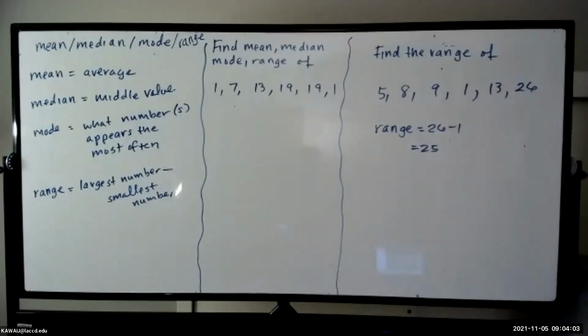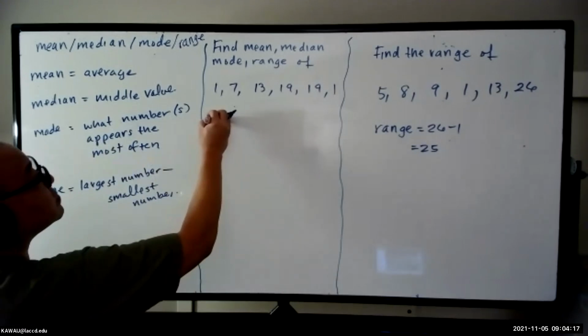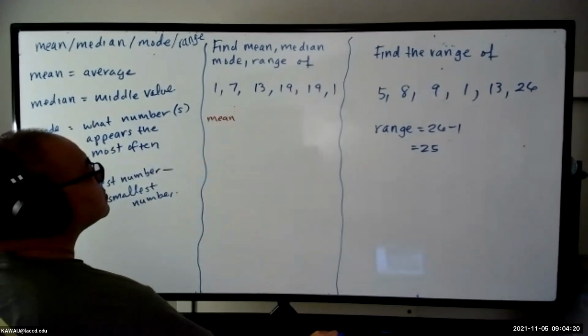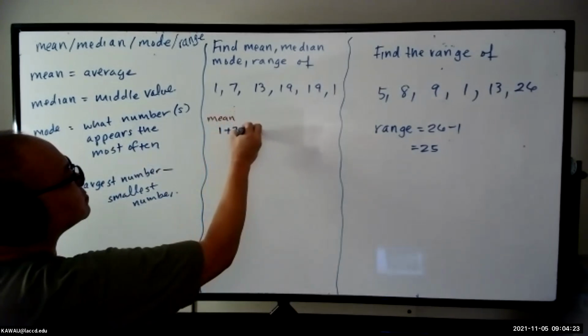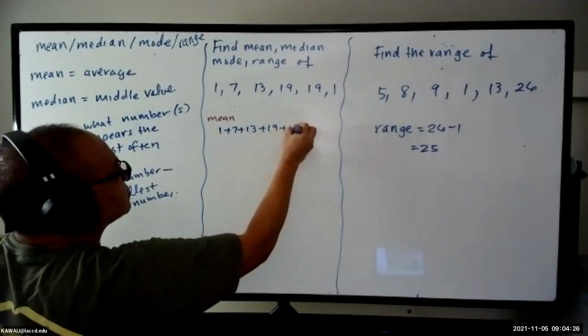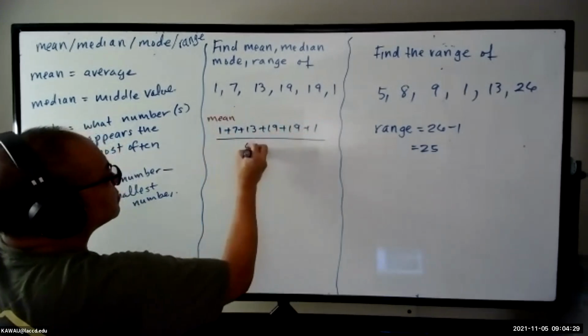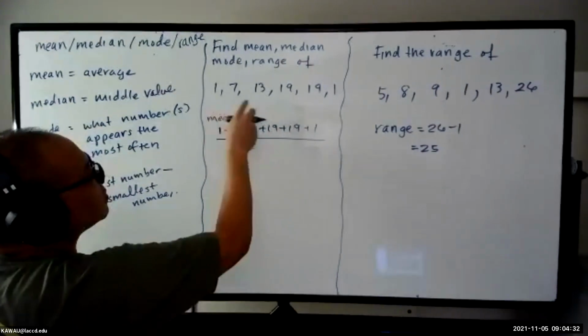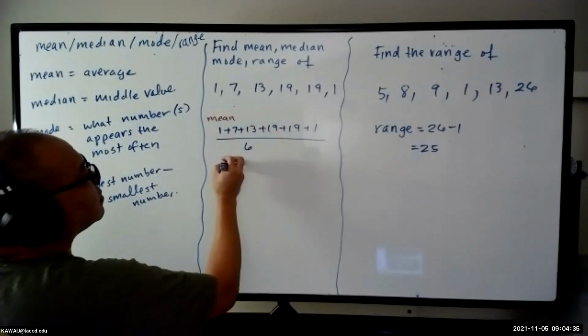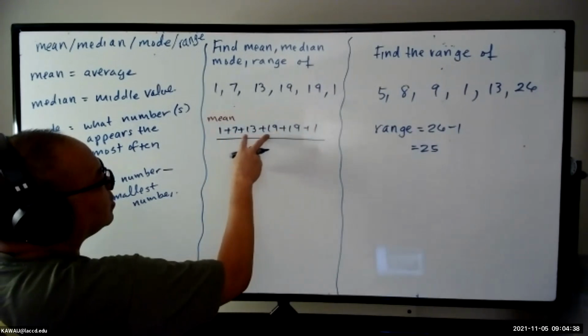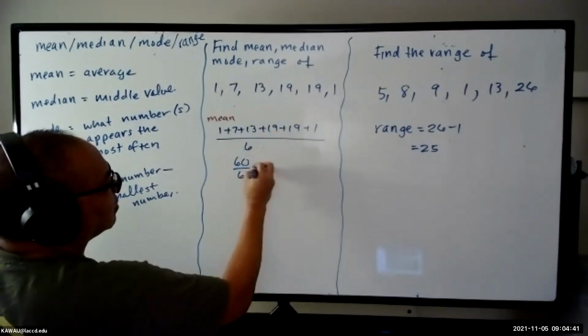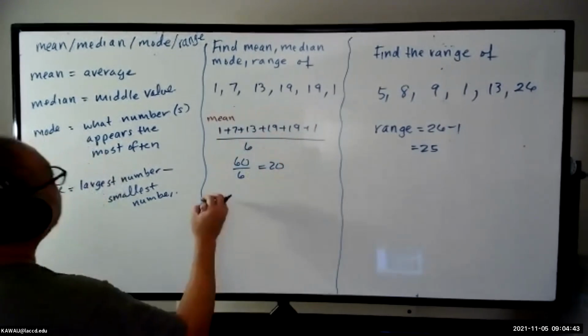So for the average, add them all up, and then divide by how many there are. Six. So this is 20, 20, 20. So go ahead and do the median.